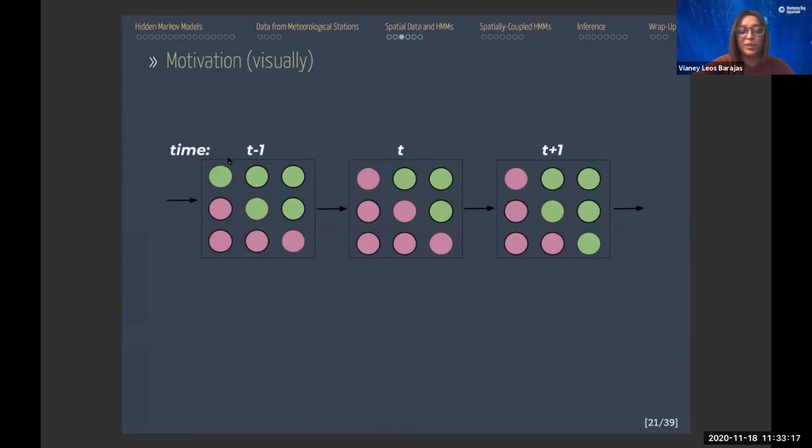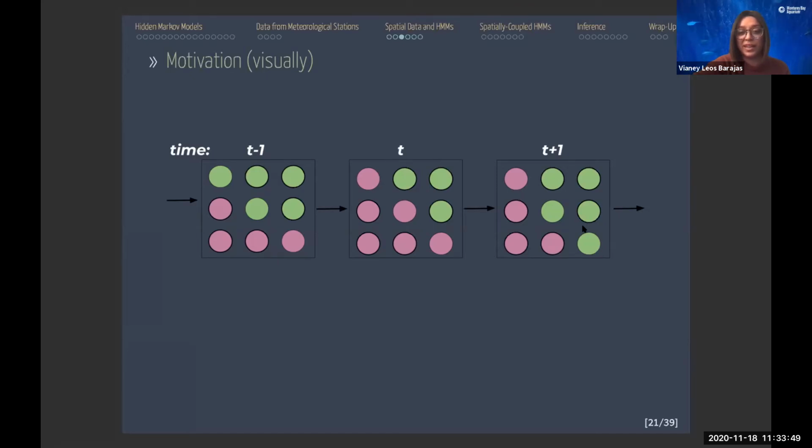Just a quick visual. If you have these purple and green states over time, you might have a 3x3 grid where you have green circles here and purple circles here. At the next time point, what's likely to occur? Are the green likely to stay green? Are the green likely to switch to purple? This green definitely has a few purple neighbors, so maybe it's likely to become purple at the next time point.